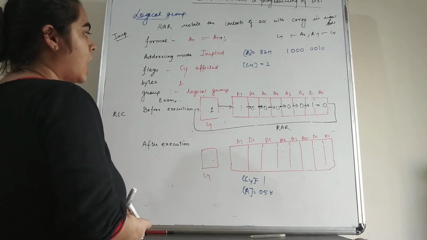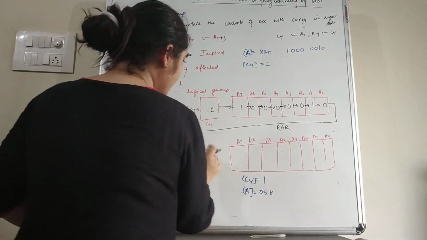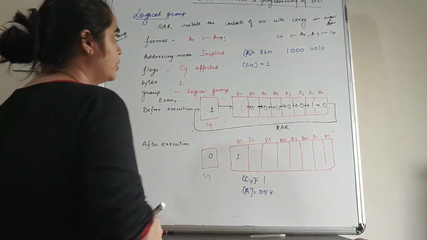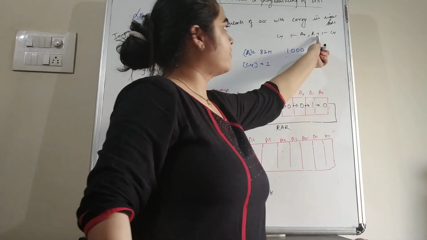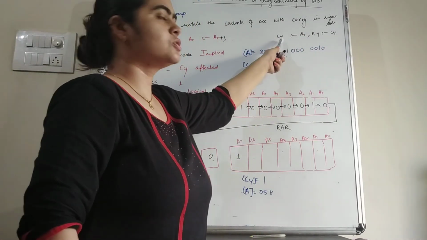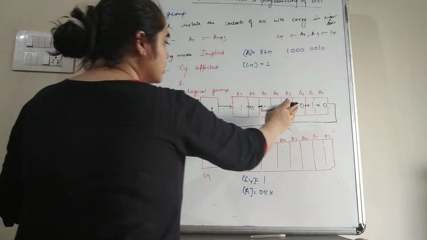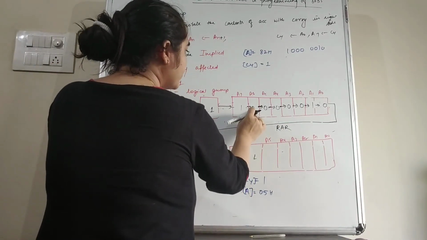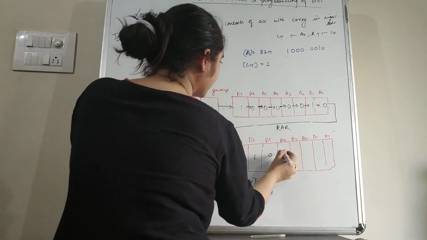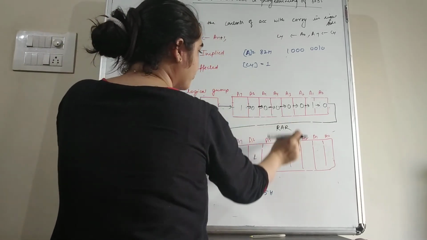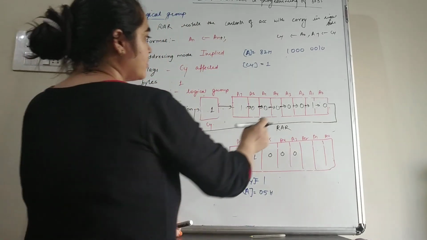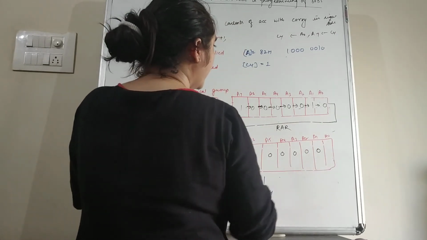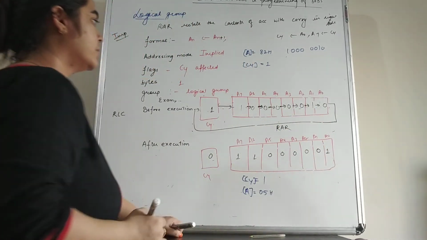So after applying RAR, now we can check the new value of accumulator and the carry. This value 0 will be shifted into the carry flag, as well as the value of carry flag will be moved into A7. The value of A0 will be shifted to the carry flag, and all the other values will shift one position right. So this 0 will be shifted to A5, this will be shifted into A4, the value of A4 into A3, the value of A3 into A2, the value of A2 into A1, and the value of A1 will be shifted here.